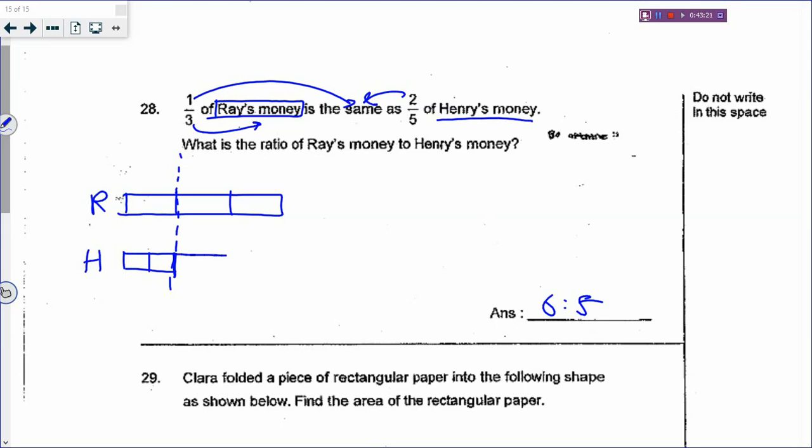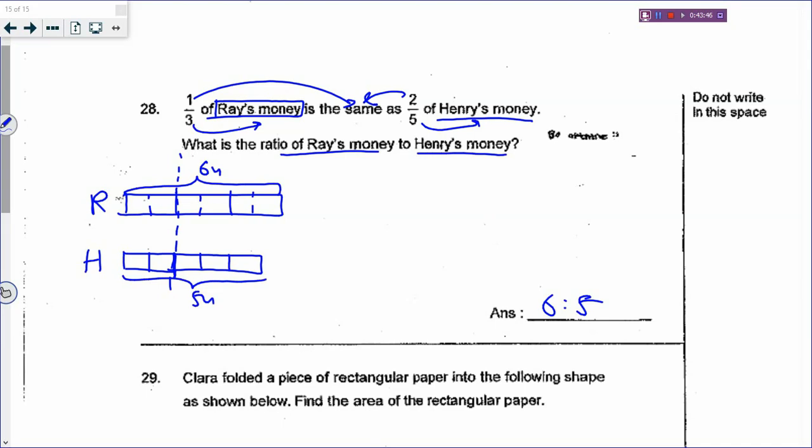And Henry has a total of 5. So you add another 3 more, right? So Henry has a total of 5 boxes. Alright, what is the next step? Make the model all look the same. Can you cut it and make them all look equal? Every box cut into 2 units. So what's the ratio of Ray to Henry's money? Ray has 6 units, Henry has 5. So your answer will be 6:5.